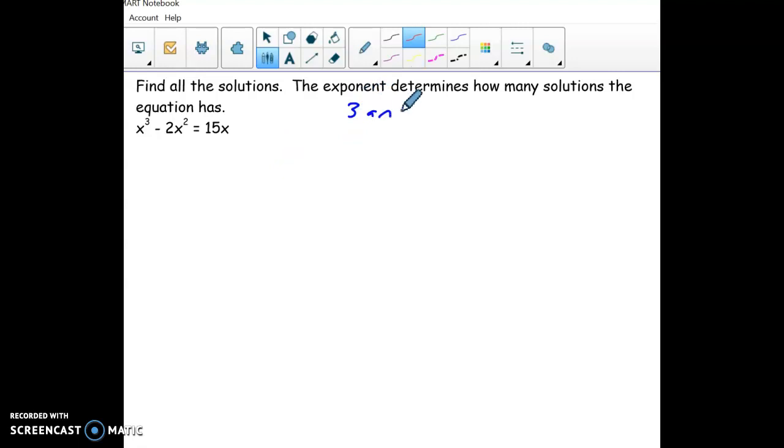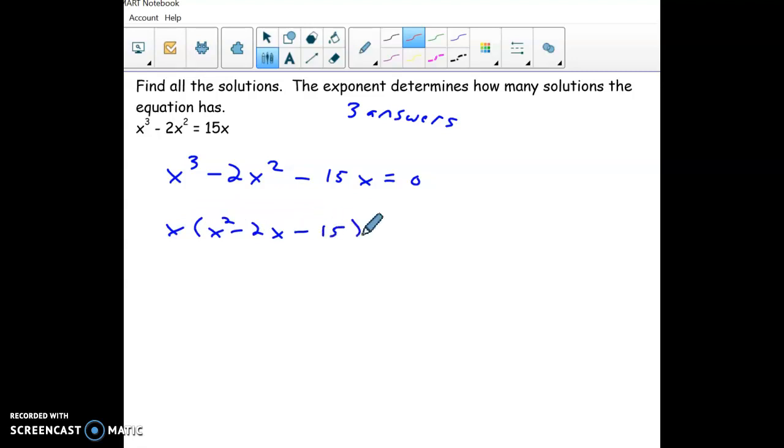Okay, so we know this one should have 3 answers because it's an x cubed. Get 0 on one side, so minus 15x. Pull out an x. Sorry, that'd be an x squared there. That's our GCF. And now I think I made this one factor, so it ends up being easier where I could again solve this x squared with the quad formula or the graph method or something, but if we use x and x here and negative 15, I think 3 and negative 5 will give us negative 2. We use a plus 3 and a minus 5, right?